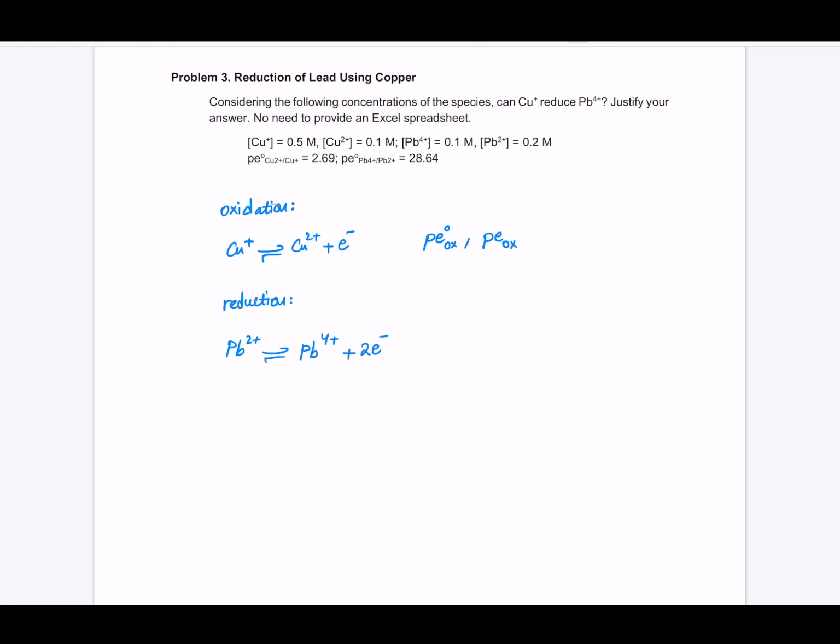We cannot use this value that is given here because this reaction is not written in the standard way. So we need to convert it to the standard form in which we're releasing 1 electron. So half Pb2+ going to produce half Pb4+ plus electron. Now for this reaction, we can use pE0, which is for reduction, and pE for reduction at the non-standard condition.